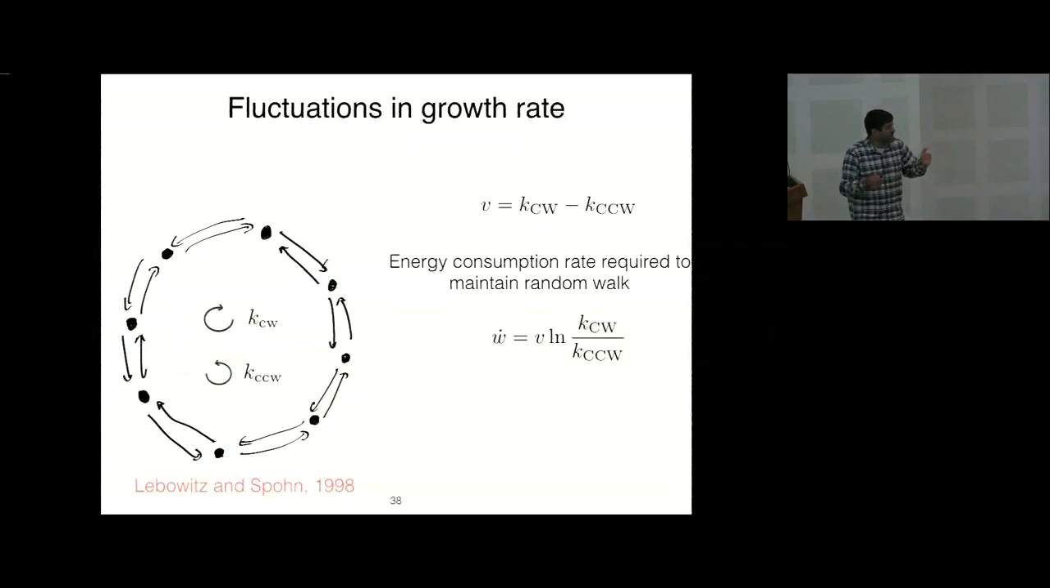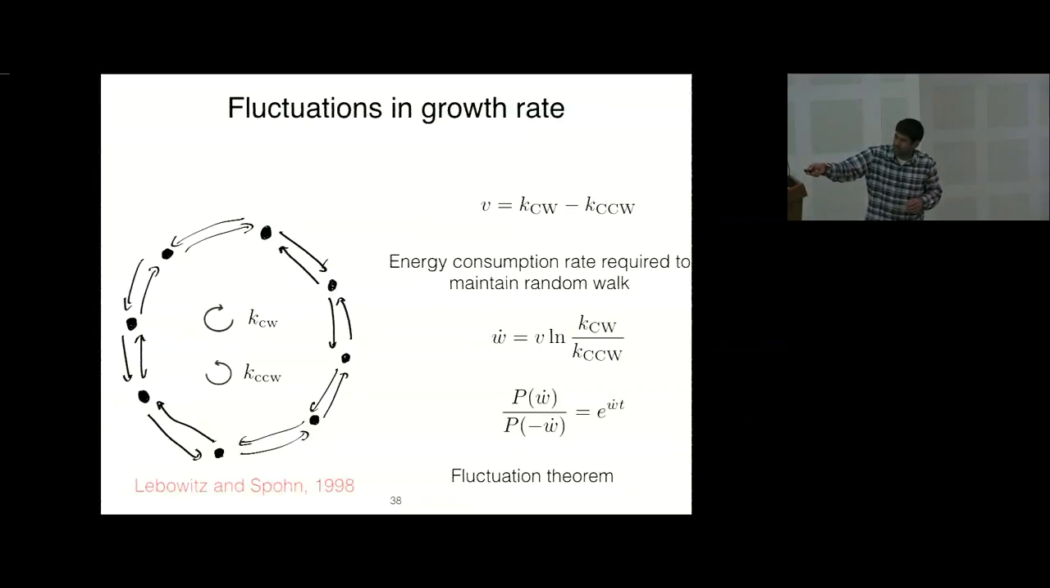So if you were to tabulate this whole thing, and plot histograms of the probability of observing a certain energy consumption rate along a trajectory, and compare it with the histogram of the probability of observing the negative of that energy consumption rate. So these are, I'm sorry about the notation, this should be an angle bracket over here because this is an average quantity. These are fluctuating quantities over here. It turns out that the ratio of these two probabilities is equal to, in the long time limit, the exponential of W dot times t, where t is the time that you observe the system over.